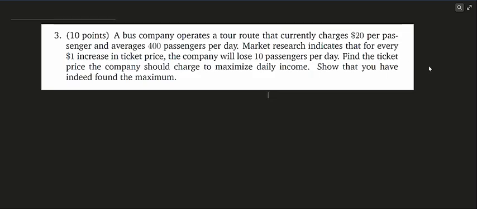A bus company operates a tour route that currently charges $20 per passenger and averages 400 passengers per day. Market research indicates that for every $1 increase in ticket price, the company will lose 10 passengers per day. Find the ticket price the company should charge to maximize daily income. Show that you have indeed found the maximum.